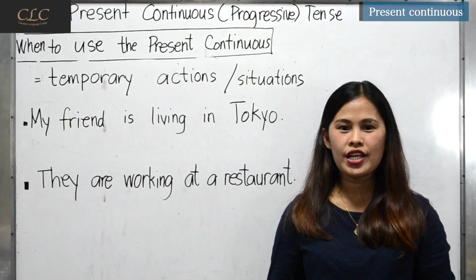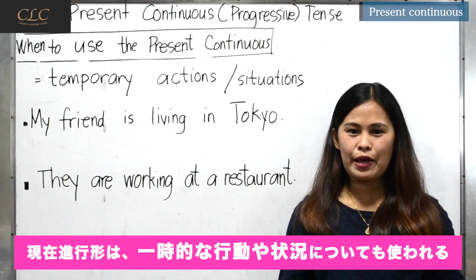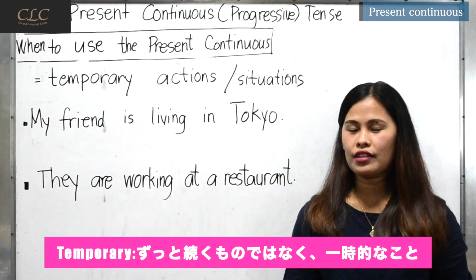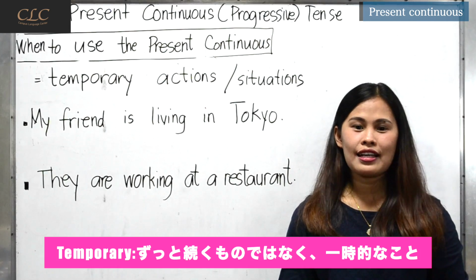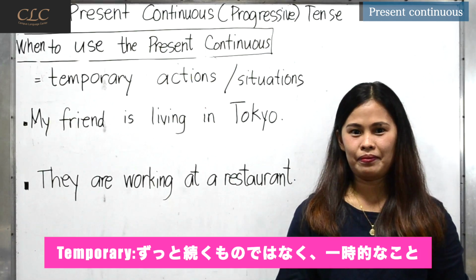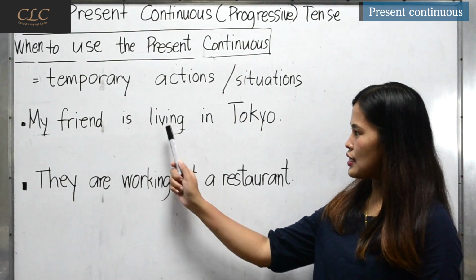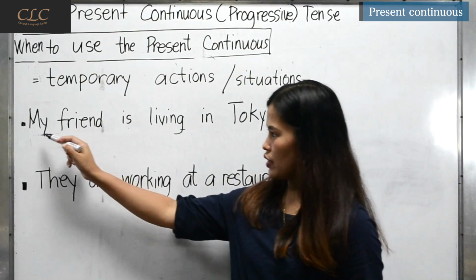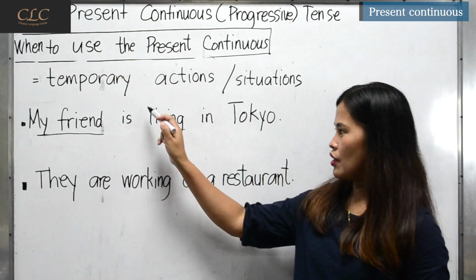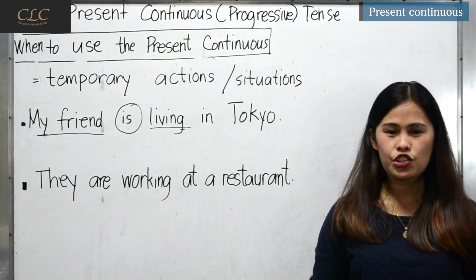We also use present continuous tense to talk about actions or situations that are temporary. When you say temporary, it is not something that happens all the time. It is something that's not going to last forever. Or it only happens for a short time. So let's have here 2 examples on the board. My friend is living in Tokyo. So our subject is my friend, and this is a singular subject. That's why we have here the verb to be is, and living as the main verb in the ing form.